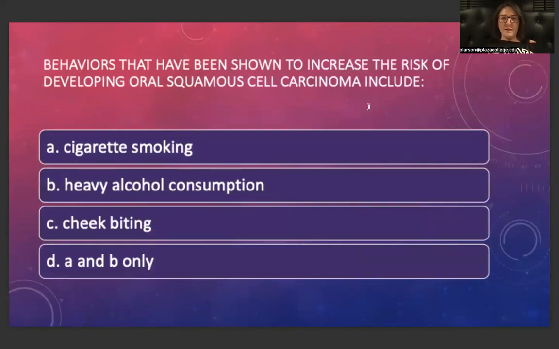Behaviors that have been shown to increase the risk of developing oral squamous cell carcinoma include cigarette smoking, heavy alcohol consumption, cheek biting, A and B only. The answer to this one is A and B only, which would be cigarette smoking and heavy alcohol consumption. Cheek biting has nothing to do with it.